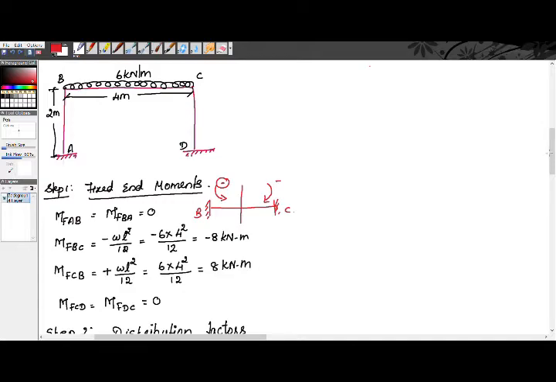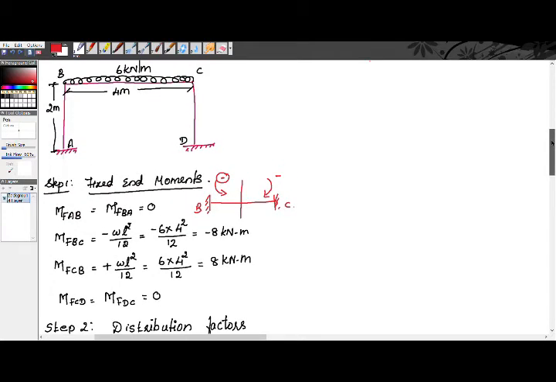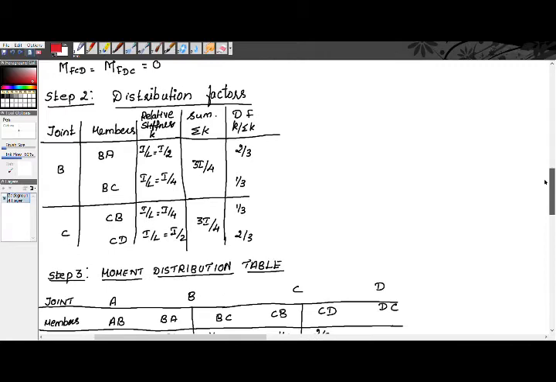Now we will move on to our next step. We have to find the distribution factors. So for finding the distribution factors, we have two intermediate joints, B and C. So we have to find the distribution factors for the joint B and joint C. Because at joint A only one member is meeting, so distribution factor will be equal to 1. At D also only one member is meeting. But at B we have two members, at C we have two members, so we have to find the distribution factors for joint B and joint C.